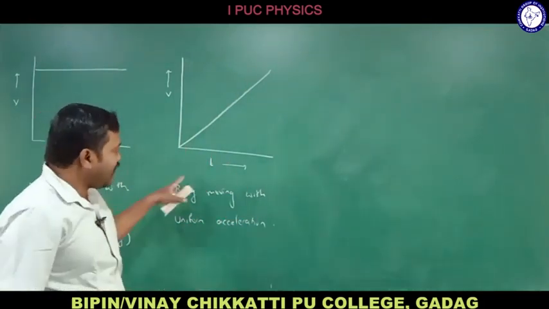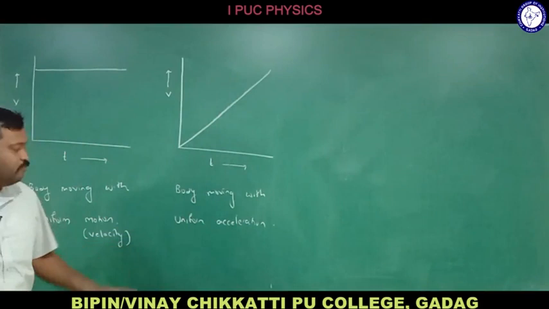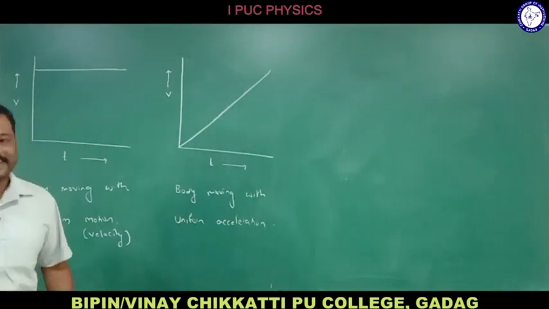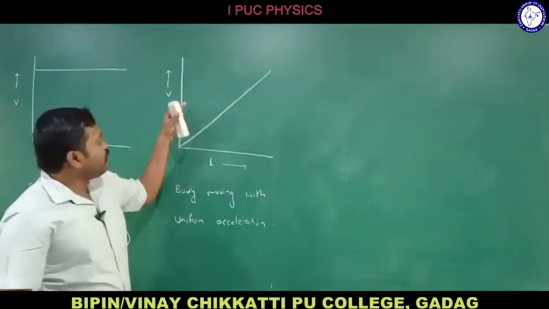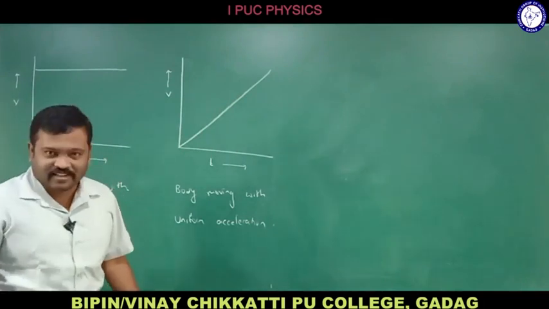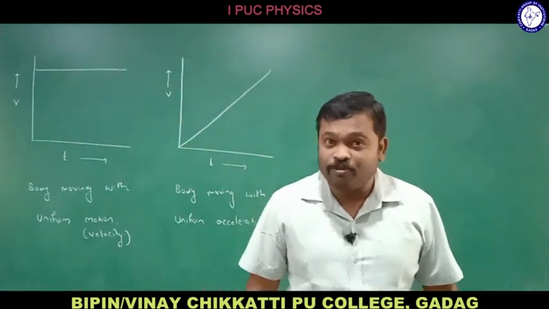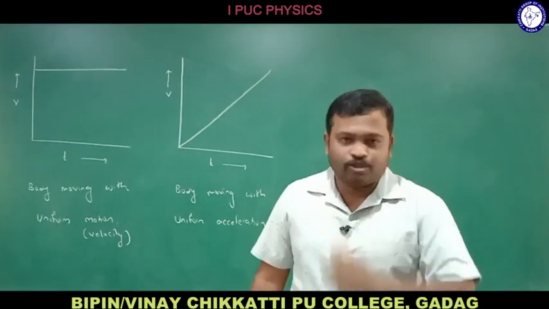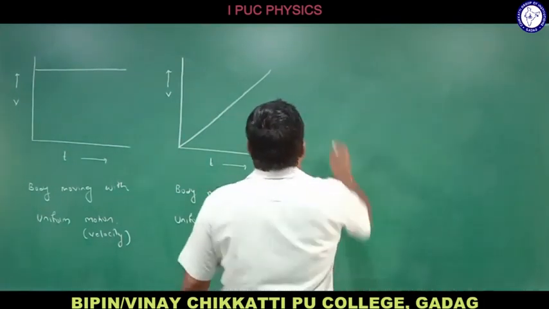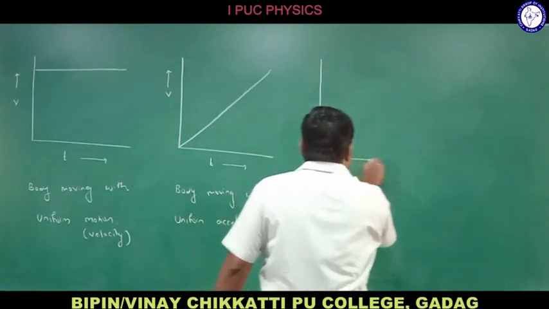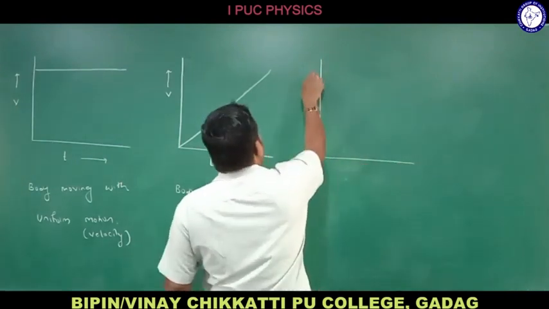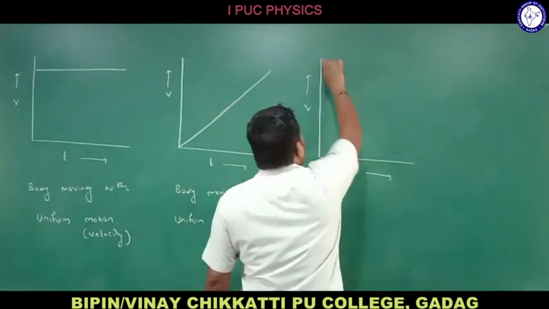So this is a VT graph of a body moving with uniform acceleration, right? It means the velocity is increasing continuously. If velocity is increasing continuously, we can call that kind of motion accelerated motion, right? Okay, now let me take another graph here. This is velocity along the y-axis and time along the x-axis. Let me take a graph like this.